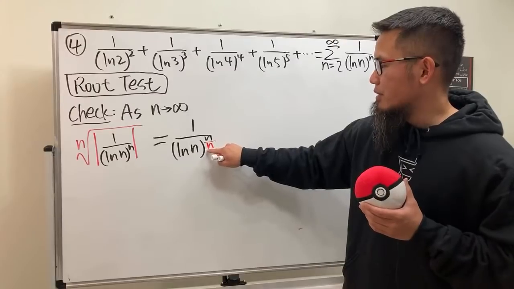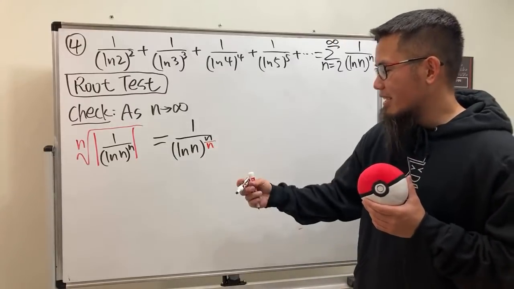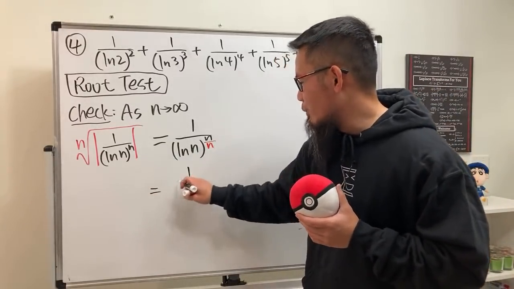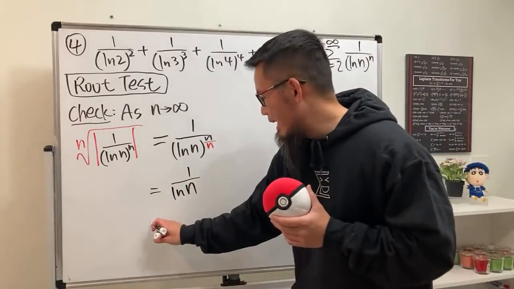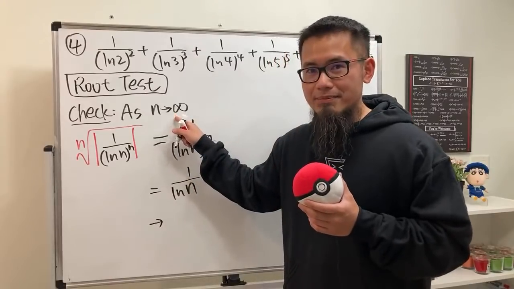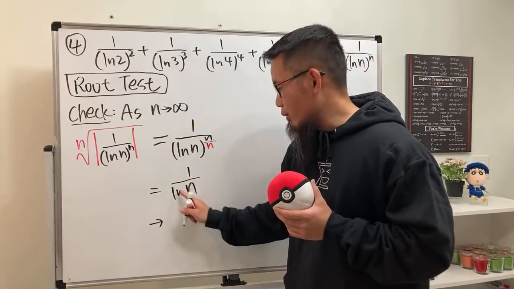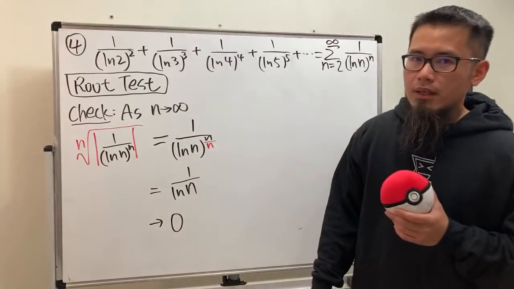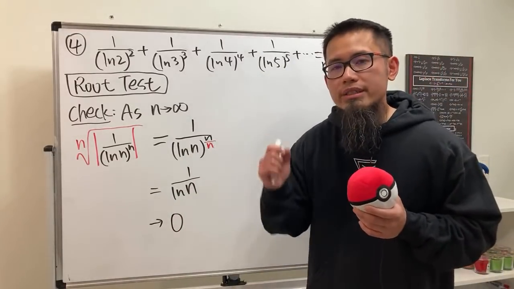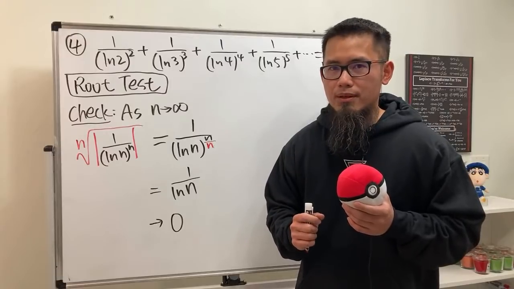There, let me just clean it up a little bit. Of course, that can also be 1. So we are just looking at 1 over ln n. Remember, we are taking a limit. As n goes to infinity, this will go to infinity. 1 over infinity is nicely equal to 0. Now, we have 0.